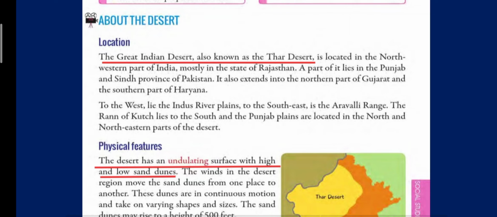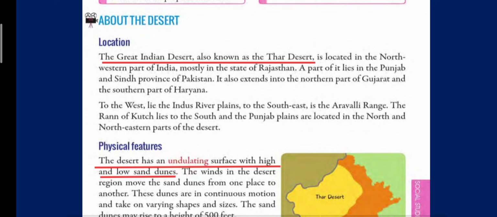So to the southeast, we have a long chain of mountains known as the Aravali range, and then the Run of Kutch lies completely towards the south, and the Punjab plains are located in the north and the northeastern part of the desert. Now, children, can you tell me what is Run of Kutch? Run of Kutch is a salty desert which is white in color, and it is the largest salt desert in the world.